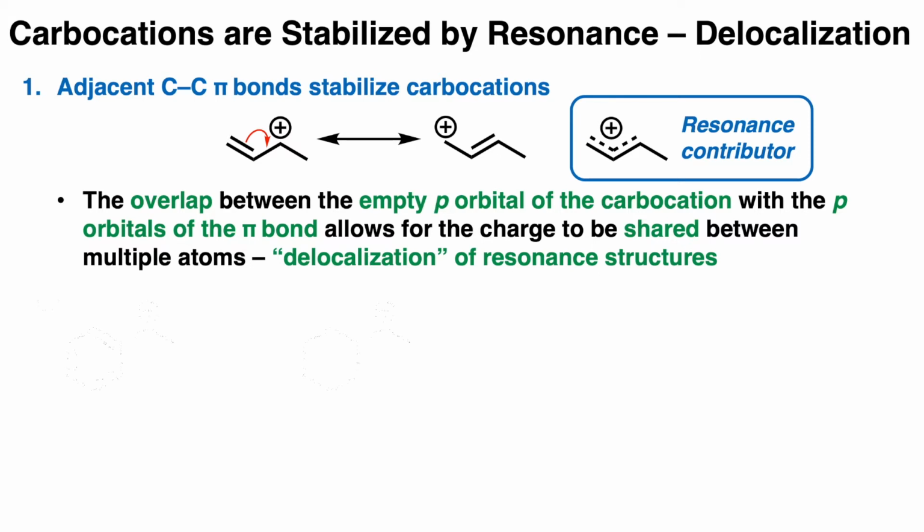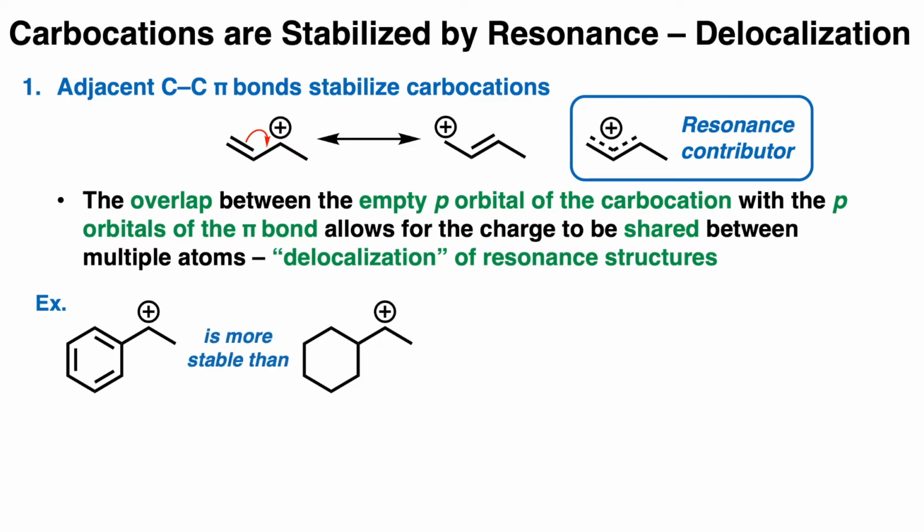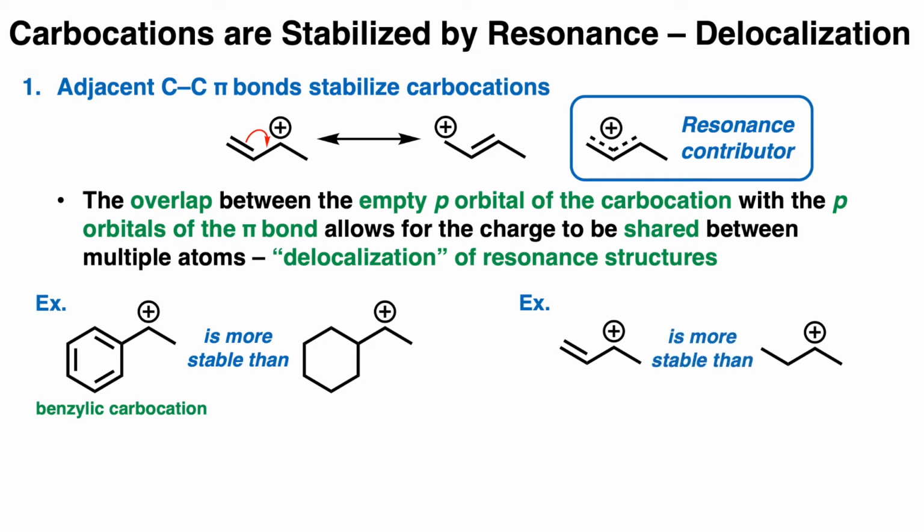Here are a couple of examples comparing carbocation stability. In the first example, the benzylic carbocation is much more stable than the molecule to the right because the benzyl group allows for resonance to occur. In the second example on the right, the allylic carbocation also allows for resonance to occur, which is why it's more stable than the butane carbocation.